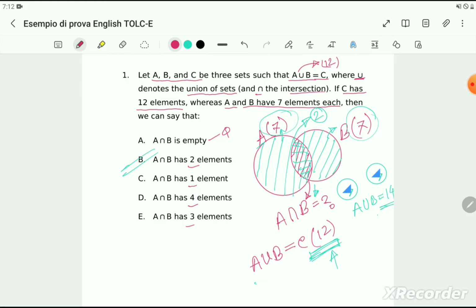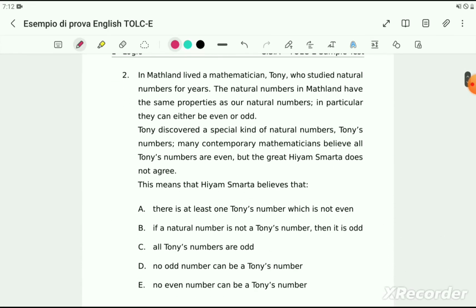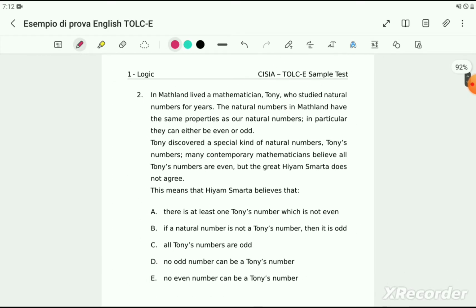Let's go with our next question. Let's first read out what it says. In Mathland lived a mathematician, Tony. Let's remember this name, who studied natural numbers for years. The natural numbers in Mathland have the same properties as our natural numbers. In particular, they can either be even or odd.